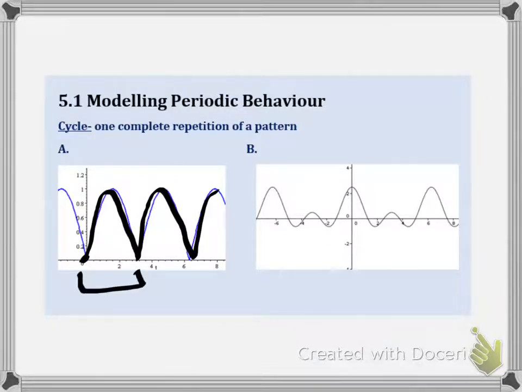In part B, let's just pick a point and then see where that point reoccurs. So that's about here. Now we also have to make sure that it follows the same path. And if we look at it, it does. So therefore, this right here is one cycle.